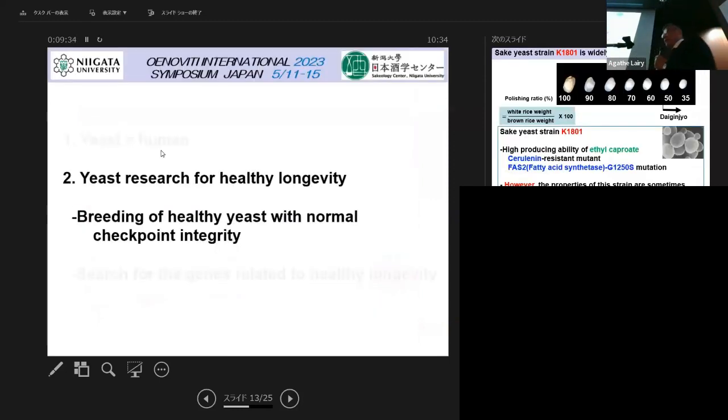So I'd like to introduce the next topic, our institute's yeast research for healthy longevity. At first, I introduce the breeding of healthy yeast with normal checkpoint integrity.